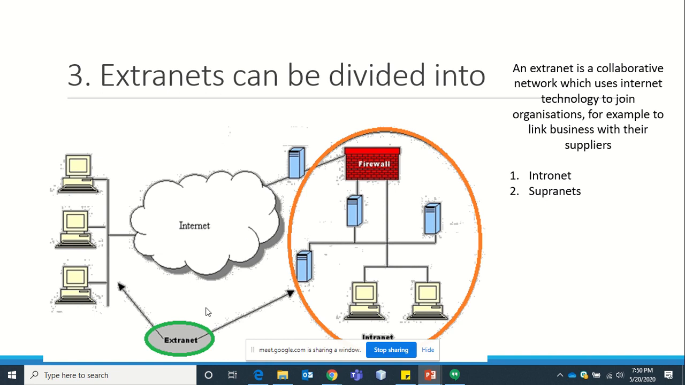The extranet can be divided into two types: intranet and supranets. These are the two types of extranets that we can find in the industry. Here the extranet cannot access all the available data in the intranet. You have to remember that. It's just one part of the data. If we are giving some facility to the suppliers, we can give raw material details, stock levels, and so on, those things only, not other things. That's the concept behind the extranet and intranet. And remember, we have two types: intranet and supranets.